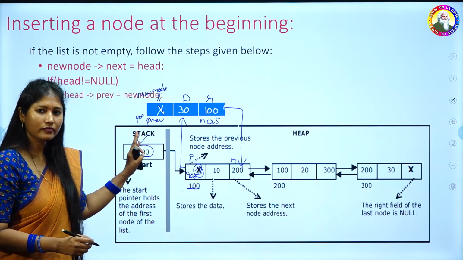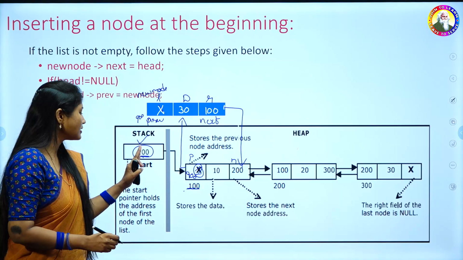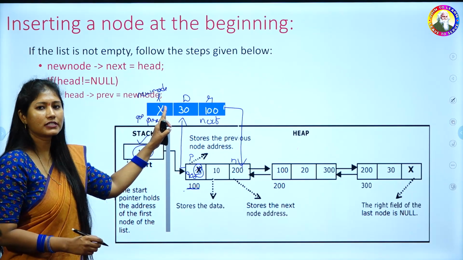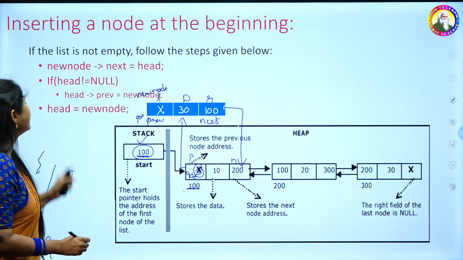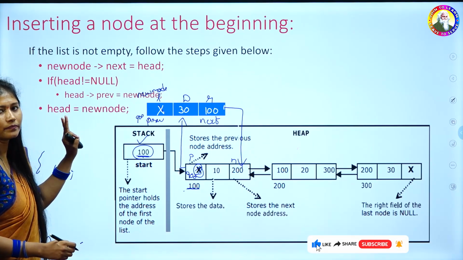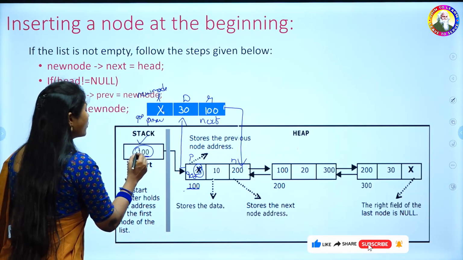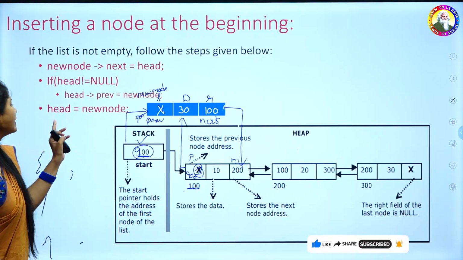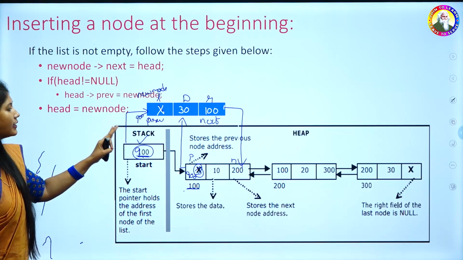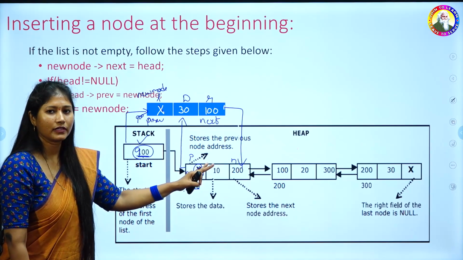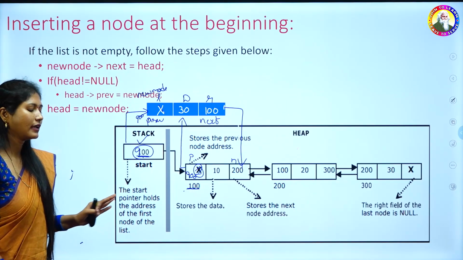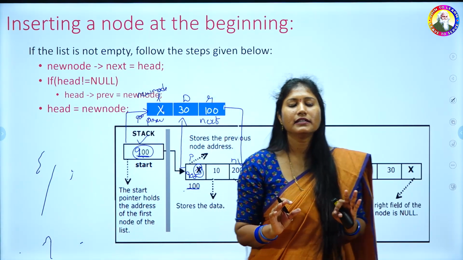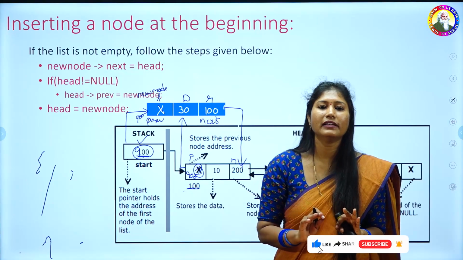After that, what is the next rule? That the start pointer should point to the first element. How can I do that? By writing head equal to new node, which means that here I am going to change the address. Start equal to 900. Head equal to new node. That's it. The task is completed. So what we have done here is inserting a node at the beginning in a double linked list.